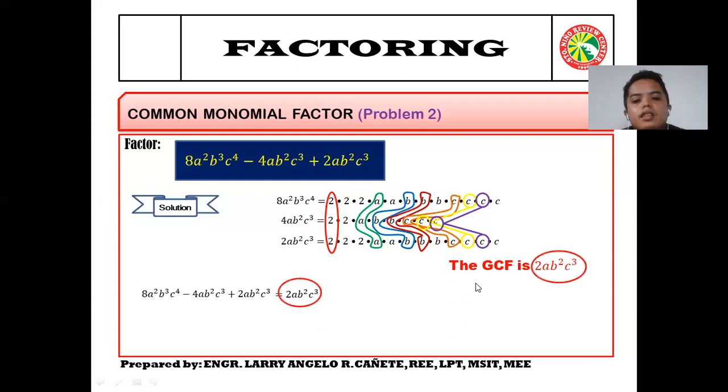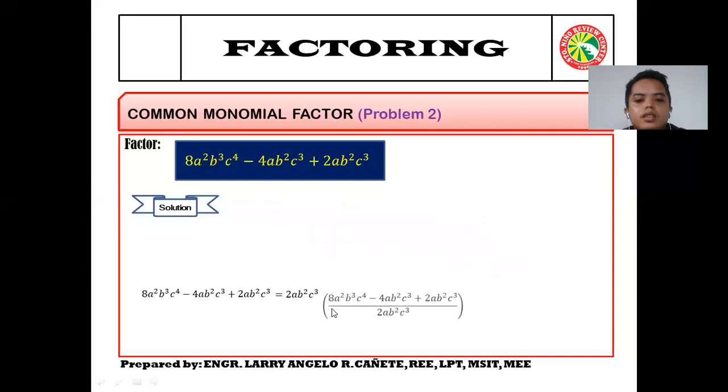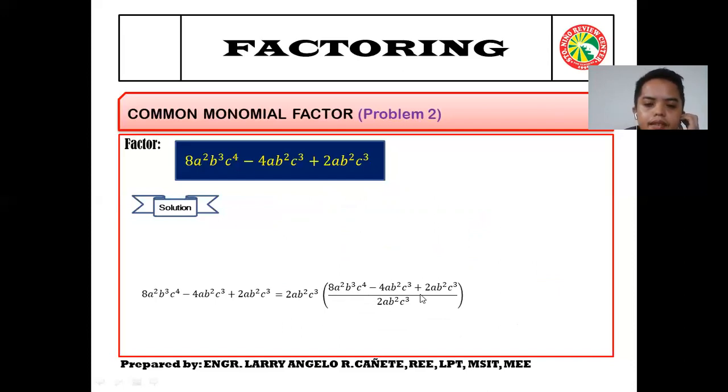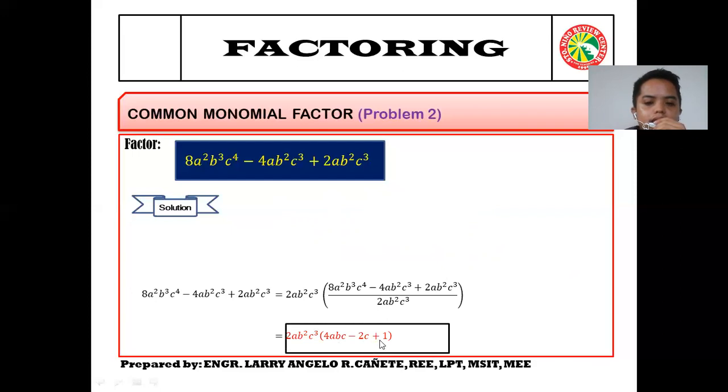Now, taking out 2AB squared C cubed, that is the GCF. So you divide the whole given by 2AB squared C cubed. Therefore, 2AB squared C cubed, quantity of 4ABC minus 2C plus 1, is the final answer.